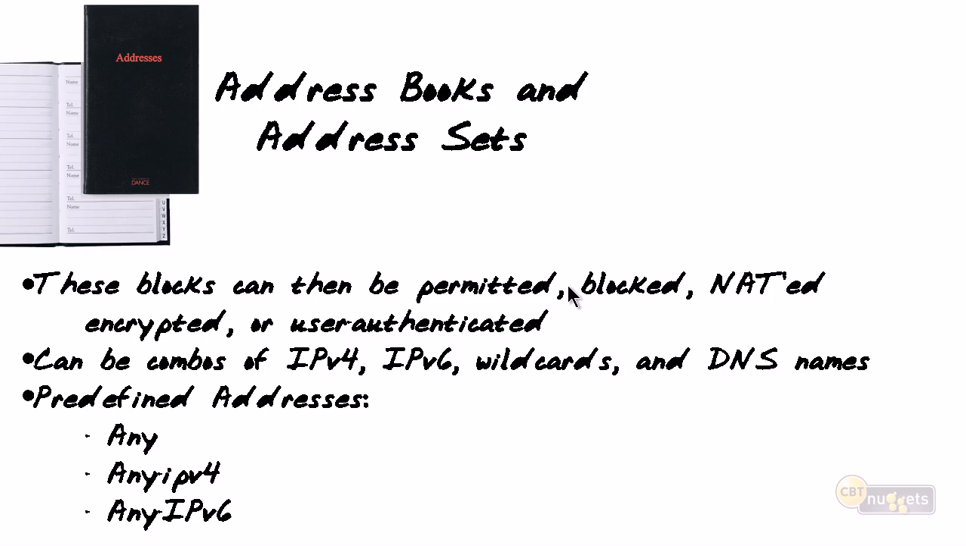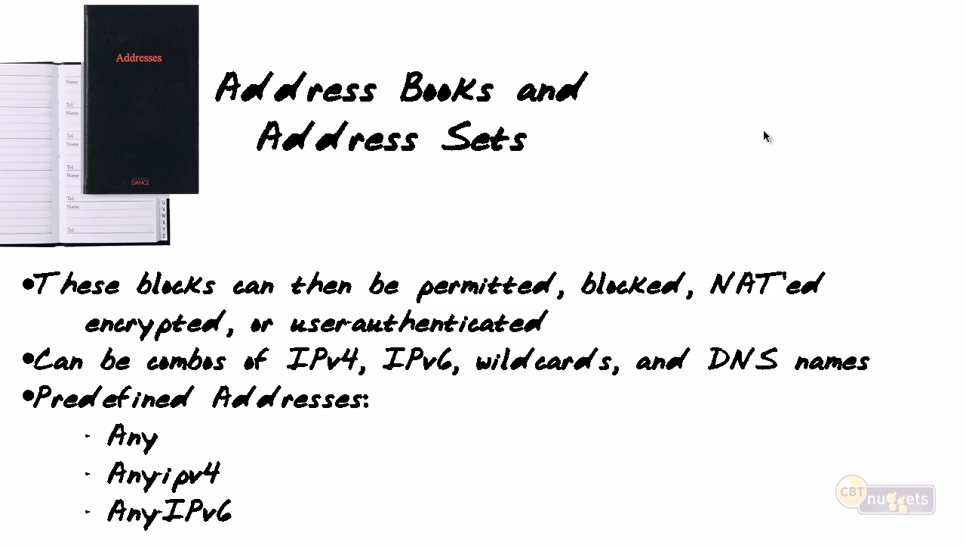And the address book can be a combination of IPv4 addresses and IPv6 addresses. It can even be wildcards that represent multiple addresses, as well as DNS names, as long as you have name resolution. And there's actually 3 predefined addresses. We've already seen one of these. There's any, and you can get even more specific: any-ipv4 or any-ipv6. And that's a dash right there. So any-ipv4 and any-ipv6.